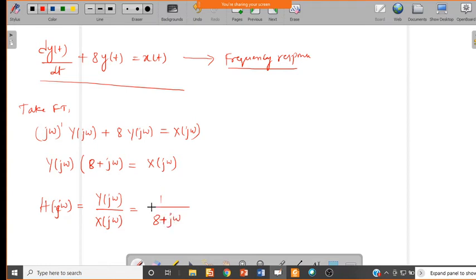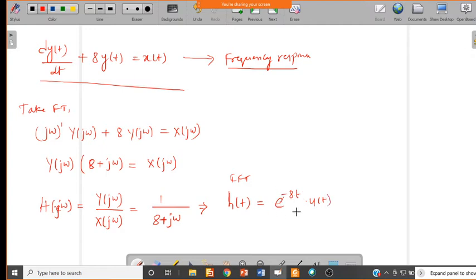Okay. So now we can have this equation for the inverse Fourier transform, so we will come to know the expression for the impulse response in the time domain. So h of t. Because if you take the inverse Fourier transform of H of j omega, then you will get the impulse response in the time domain. So this will give e power minus 8t into u of t.